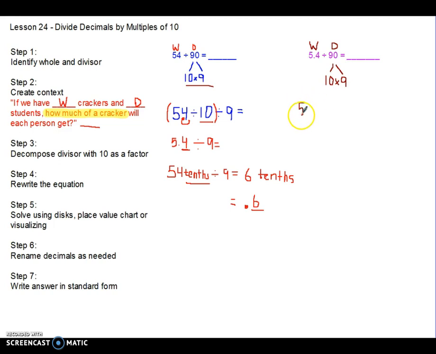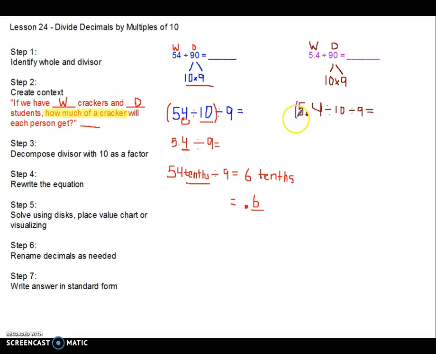Then step 4 is we want to rewrite the equation. So we have 5 4/10 divided by 10 and divided by 9. Step 5 is we want to start solving.